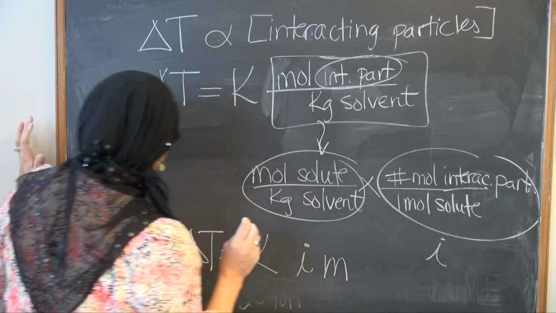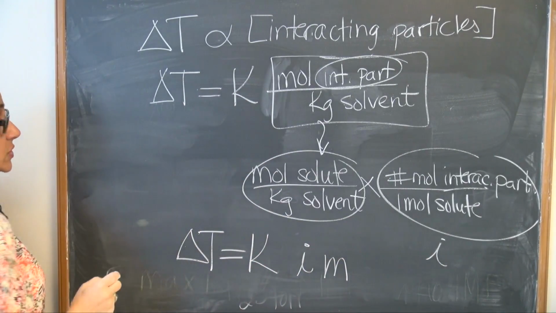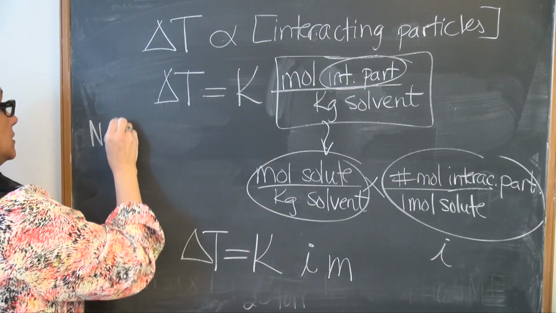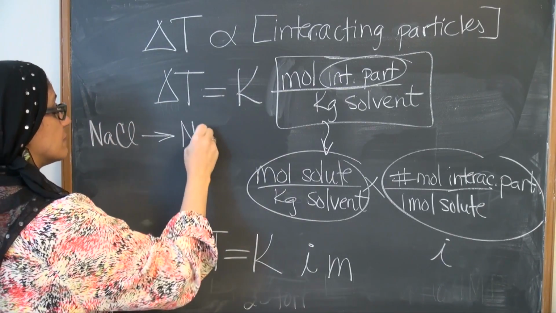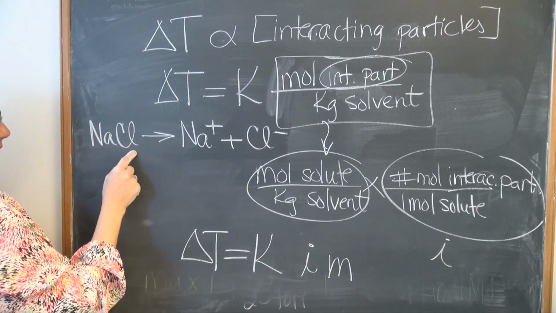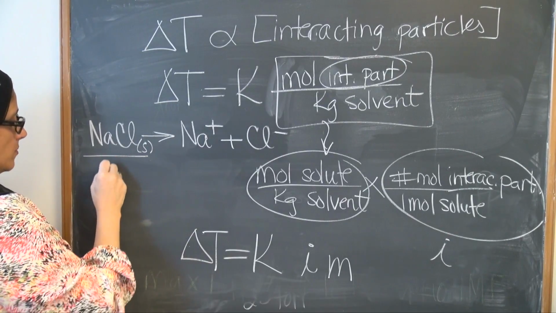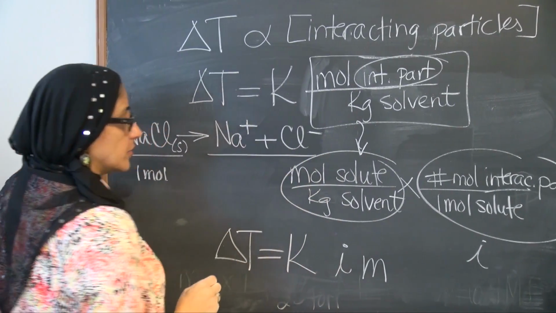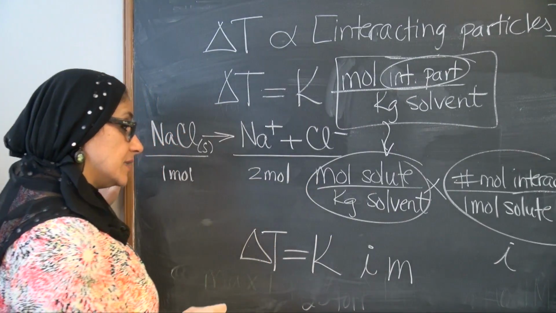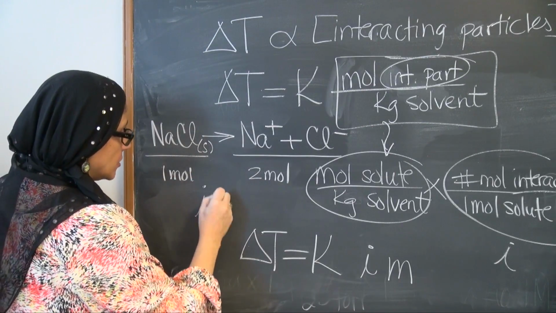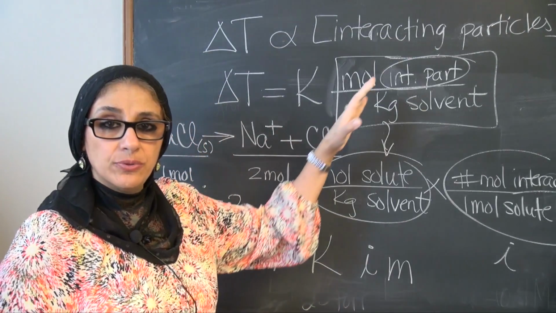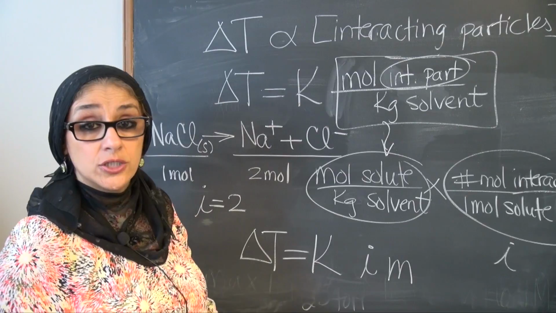Let me talk to you about i. For our purposes in this course, we are going to approximate to what I'm going to give you here. If you go back to the example that was given in a previous video, sodium chloride, when it dissolves, you have 1 mole of sodium chloride. How many moles of particles go out in solution and interact? There's a total of 2 moles. So for our purposes, for sodium chloride, i is going to be 2. So we double the molality when we plug into this equation and calculate the change in temperature.